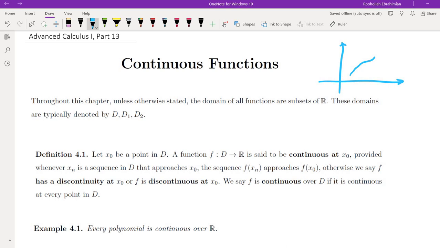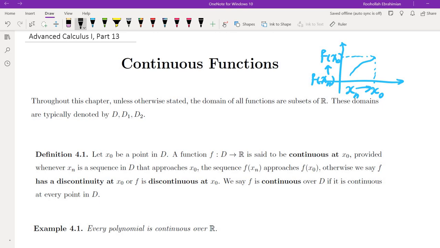What it means for a function to be continuous is that if you have a point x naught, whenever you get close to this point, your functional value gets close to the functional value f of x naught. What does that mean? It means if I have a sequence xn approaching x naught, then f of xn approaches f of x naught. So here is the definition.